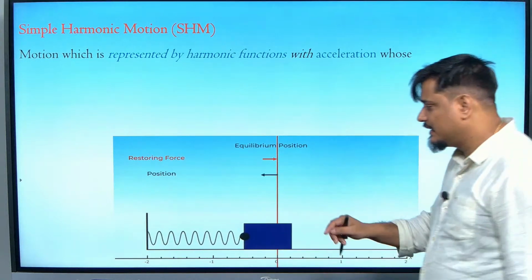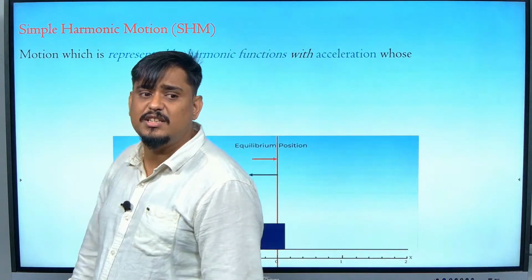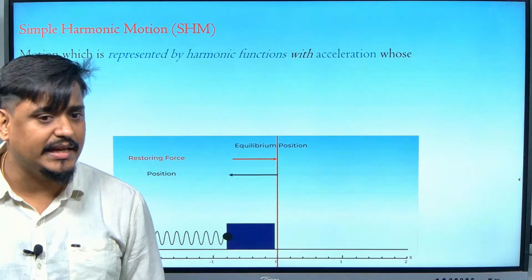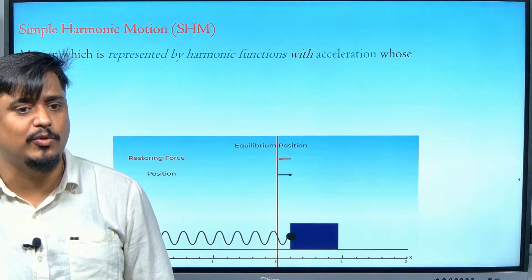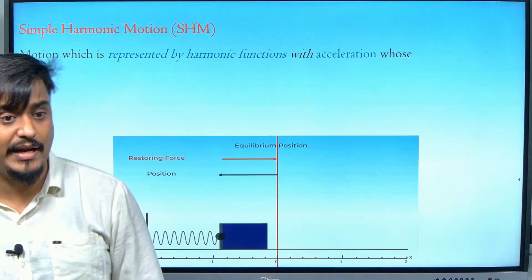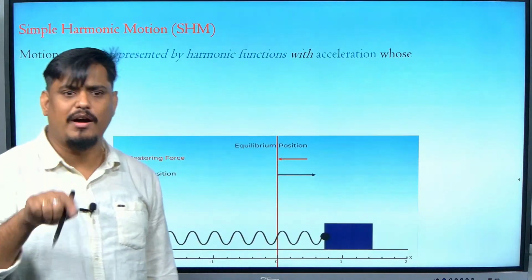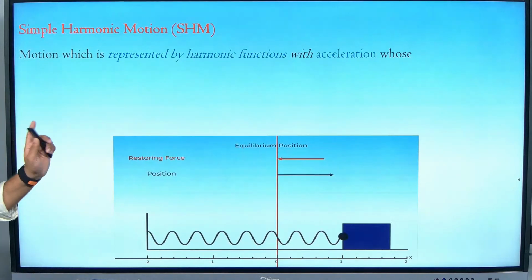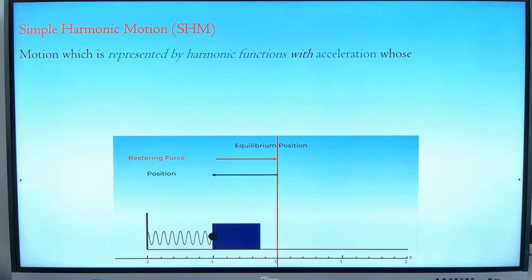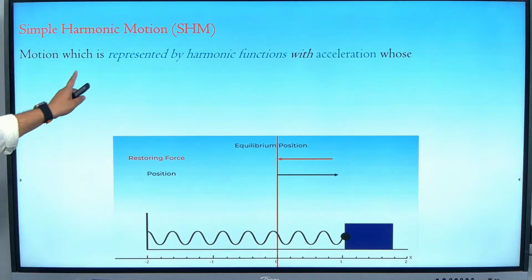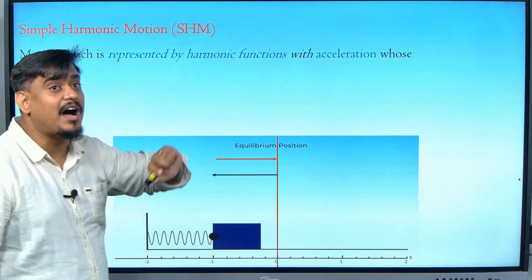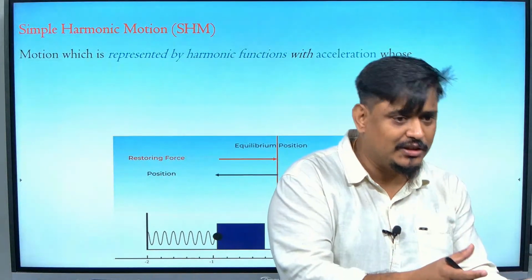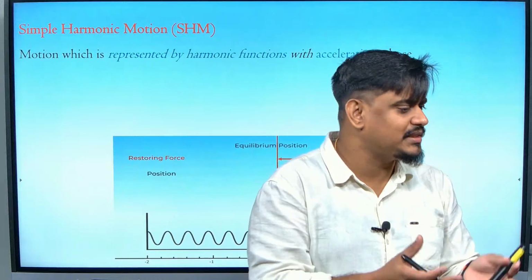If you see this kind of motion, you will notice that there are 3 things. First thing is, I can represent this motion by a sine wave or a cos wave. That is, I can write y is equal to a sin omega t or y is equal to a cos omega t. If you wonder how, today I will teach you. So the first condition for any periodic motion to be simple harmonic is that it must be represented by harmonic functions. Now, what is the meaning of harmonic function? Sine function, cos function are called harmonic functions.